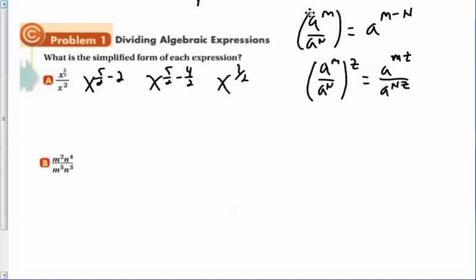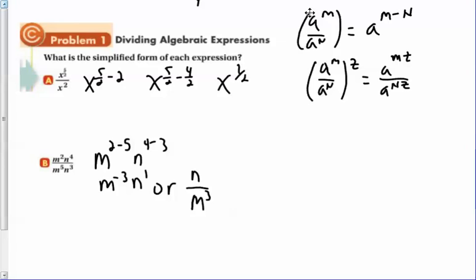All right. This one, you've got m squared n to the fourth over m to the fifth n cubed. What you can do is say m to the 2 minus 5 and n to the 4 minus 3. So 2 minus 5, you get m to the negative 3 n to the 1. Now you could write it like that, or you could write it as n over m cubed. All right.